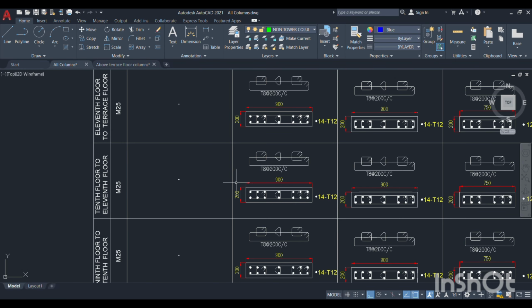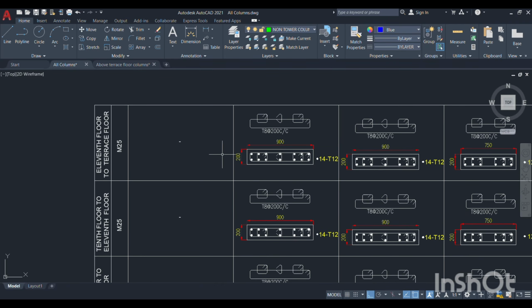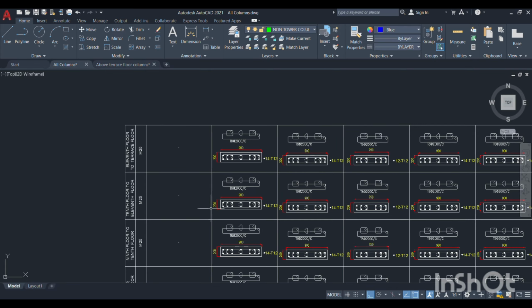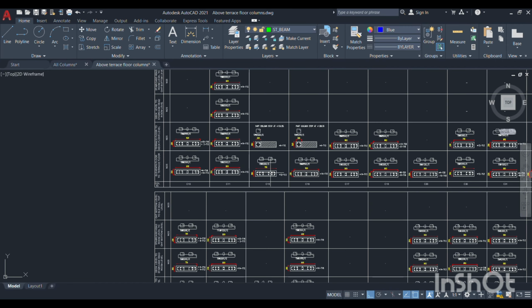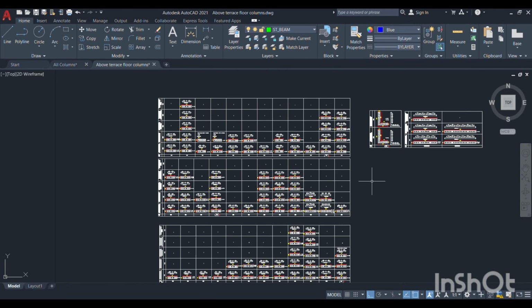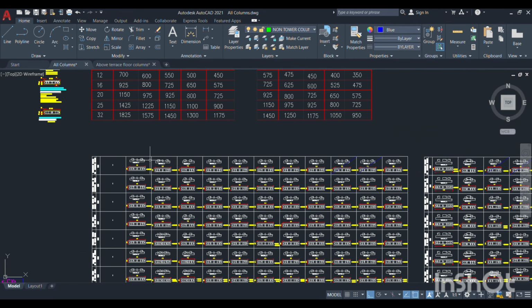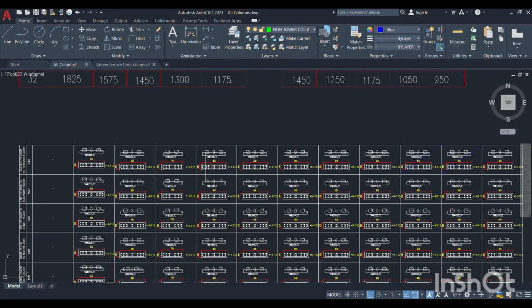At the time of casting this 10th floor column, the 20 mm dia rods coming in the 11th floor column have to be installed before casting of the 10th floor column. That's why this column detail has been issued before the 10th floor column casting. So at the time of 9th or 10th floor slab casting level only, this column drawing has been issued as per these conditions. Here some 32 columns are there. Out of these 32 columns, the other columns have to be followed as per this drawing only.